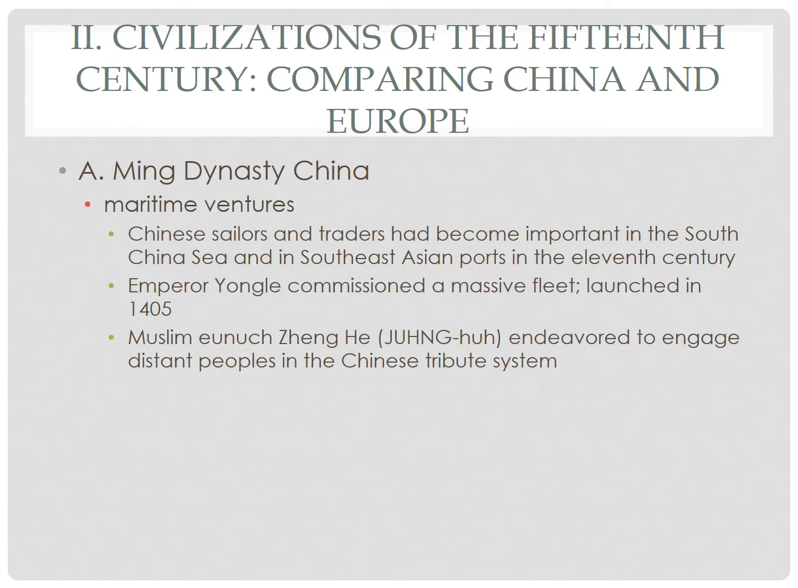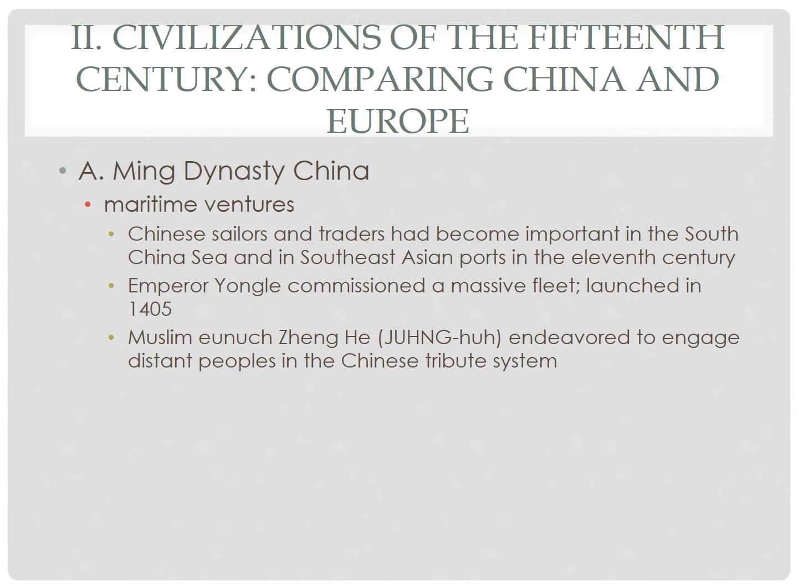So, the Chinese did sponsor some maritime ventures. Chinese sailors and traders had become important in the South China Sea and southeastern Asian ports in the 11th century. And they did commission a large fleet, which was launched in 1405. It was captained by a Muslim eunuch by the name of Zheng He. And its purpose was to engage distant people in a Chinese tribute system.